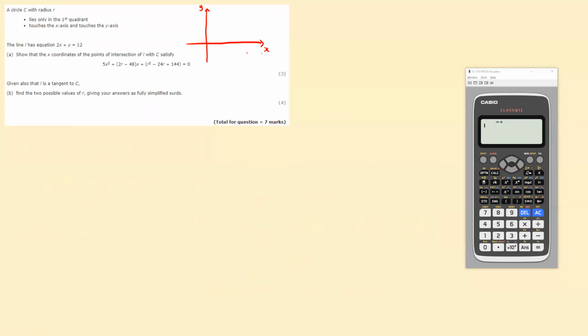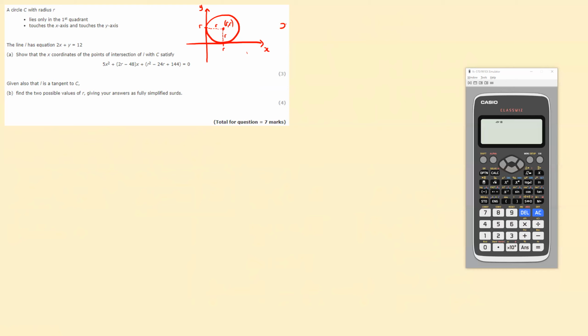So the first bit tells us that we've got a circle, and it lies only in the first quadrant, and it touches the x and the y-axis. That means that these are tangents. It's going to touch the x and the y just once and then come back on itself. You've just been told so much information in just those 2 sentences. The fact it touches these two means that this distance here is a radius. So this is r, and this distance here is a radius, which means this distance is r. That means our center is actually at the point r, r. And remember, the radius is also r.